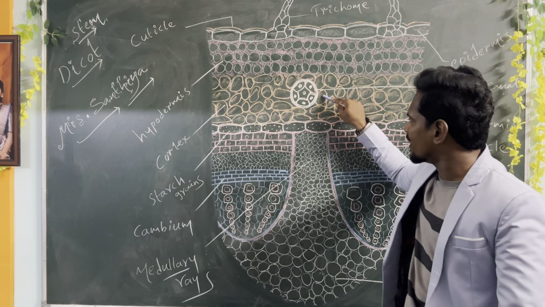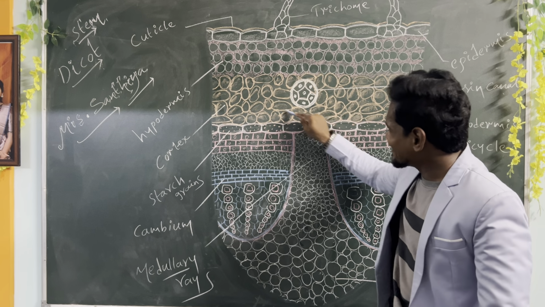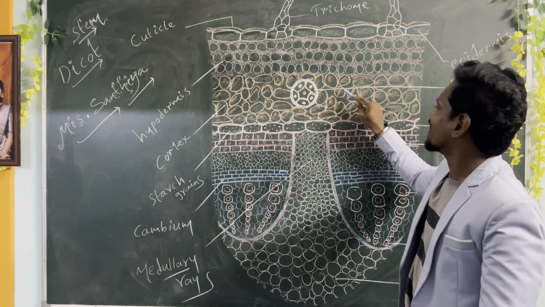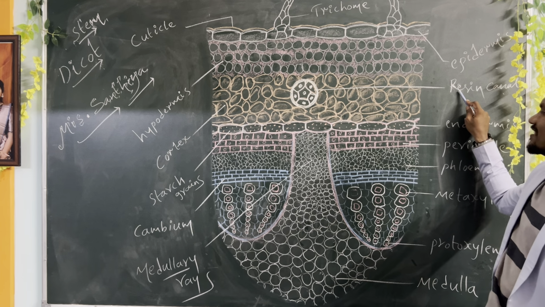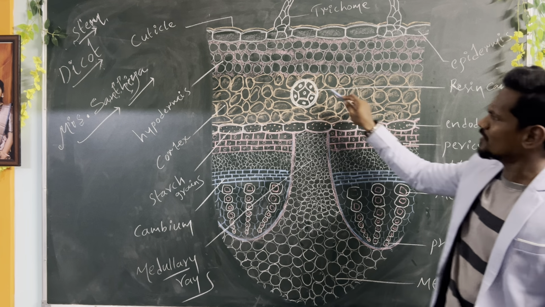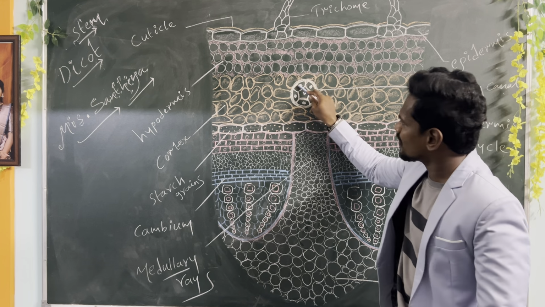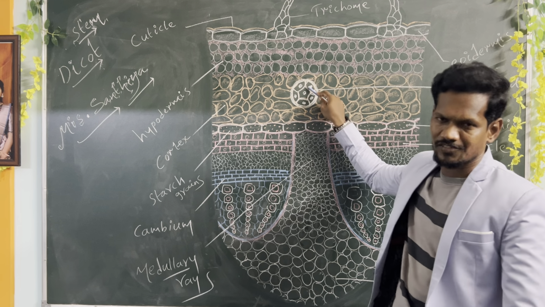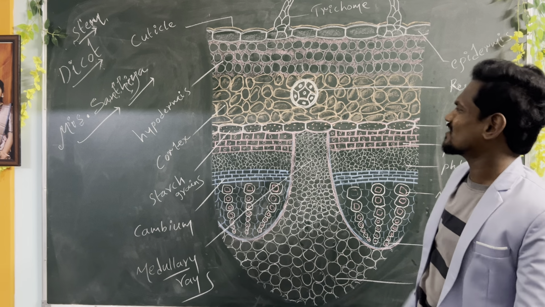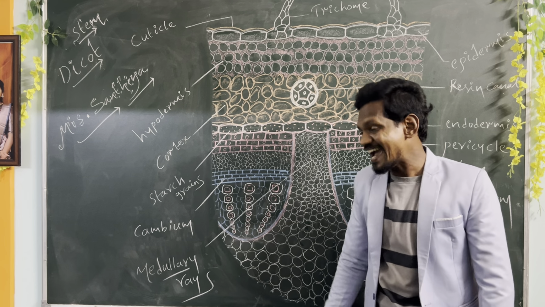dicot stem, angiosperms dicot stem, resin canal is enclosed by parenchymatous cells. Resin canal or resin duct. So this resin canal or resin duct is enclosed by glandular cells. This is resin duct or resin canal. These are glandular cells, so it secretes resin, tannins and etc.